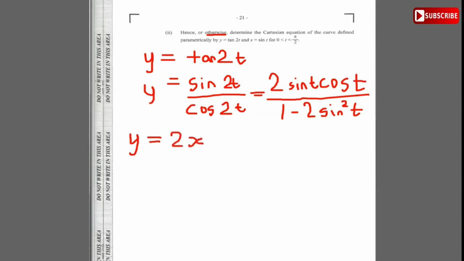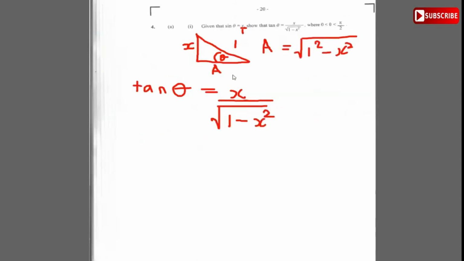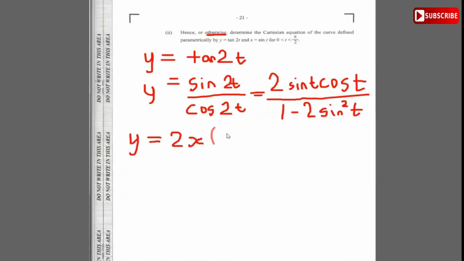What will be cos t? If sine t is x, then cos t, I'm just going to write down as cos t from here. Cos t would be adjacent over hypotenuse. So cos t is going to be the square root of 1 minus x squared. It's x times cos t, which is the square root of 1 minus x squared, adjacent over hypotenuse, over 1 minus 2 times sine squared t. Sine squared t will just be x squared. All right. So this is what we get for y.